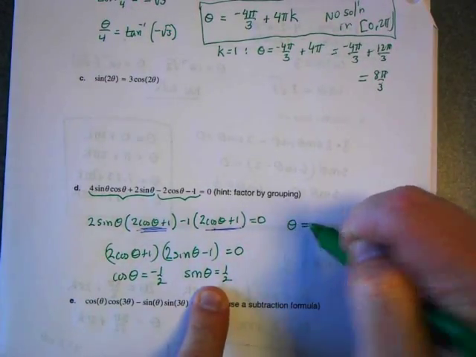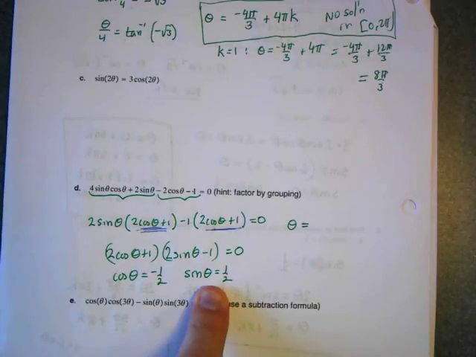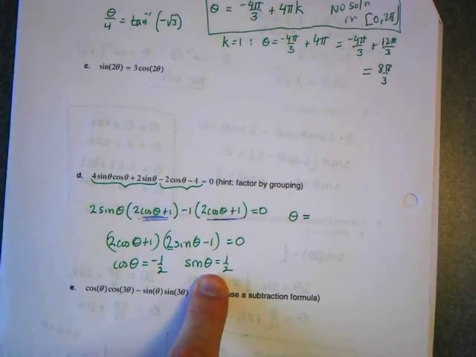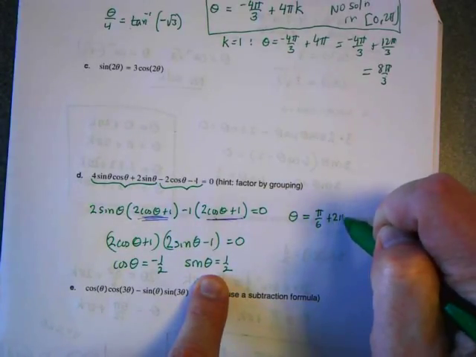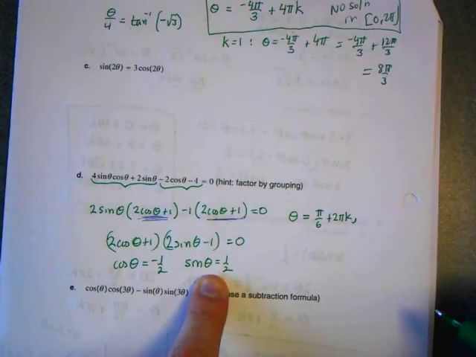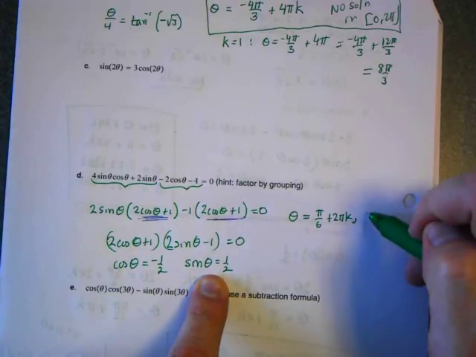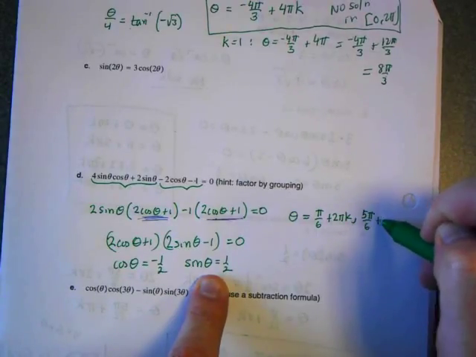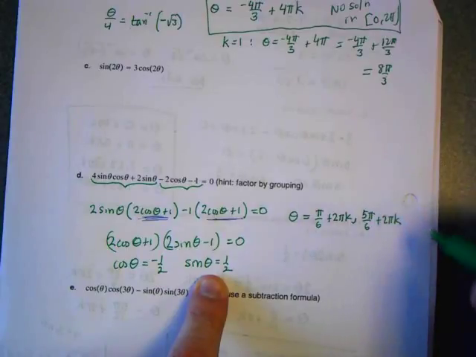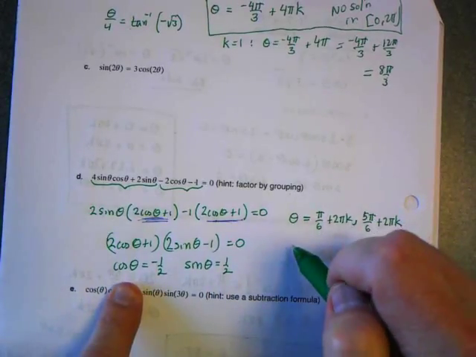All right, let's do the sine one first because that one's easier. That's one we've memorized on our table. Sine of what will give you a positive 1/2? Pi/6 plus 2 pi k. And then how about the answer in quadrant 2? 5 pi/6 plus 2 pi k. All right, now this one's a little bit harder.